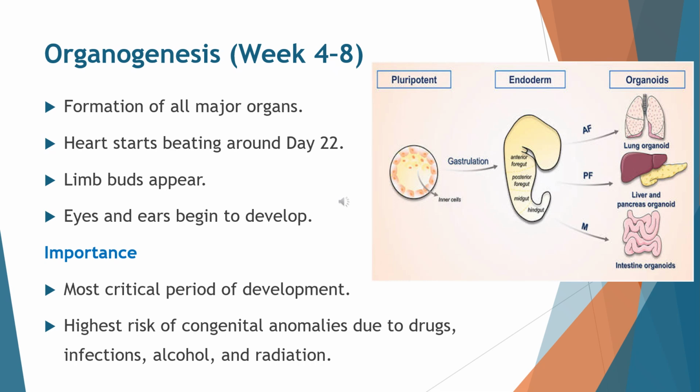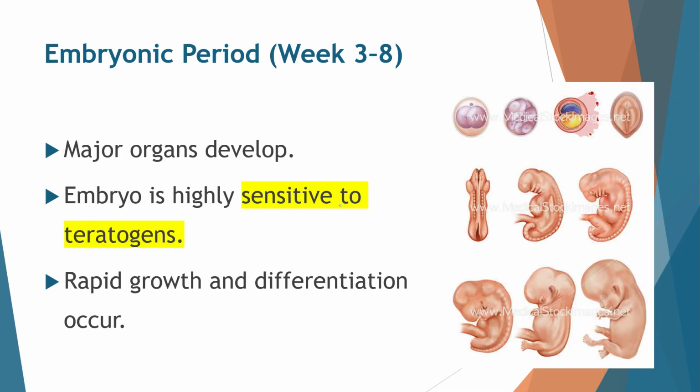Most importantly, this is the most critical period of pregnancy, because the risk of congenital anomalies is highest if the embryo is exposed to harmful substances. Now let's discuss the embryonic period, which extends from week 3 to week 8 of pregnancy. This is one of the most important stages of fetal development, because during this period, the embryo changes rapidly, and all the major organs of the body begin to develop.